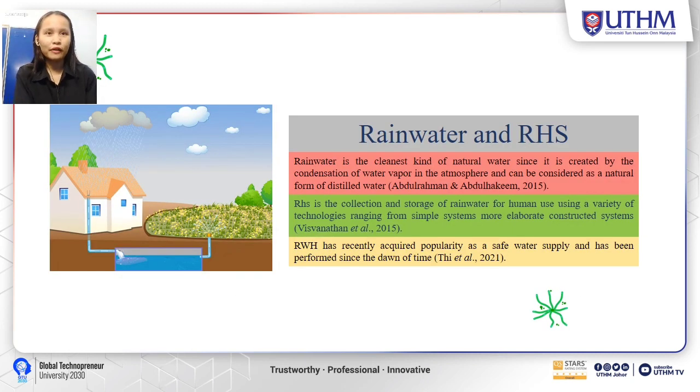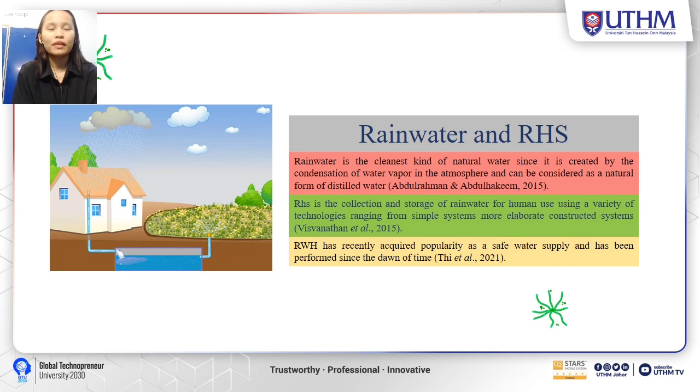Moving on to literature review. So the first part is we're going to talk about rainwater and rainwater harvesting system. Rainwater is the cleanest kind of natural water since it is created by the condensation of water vapor in the atmosphere and can be considered as a natural form of distilled water.